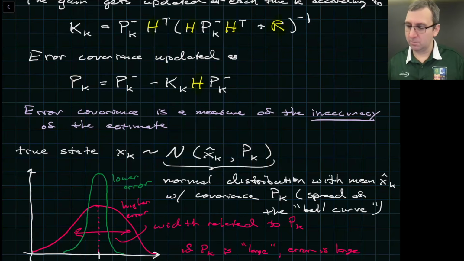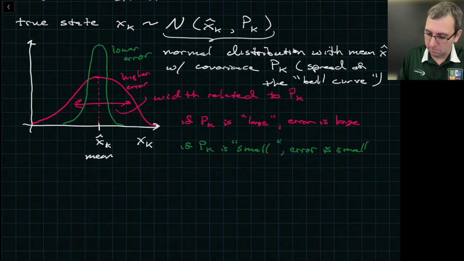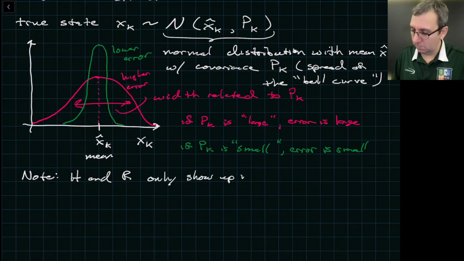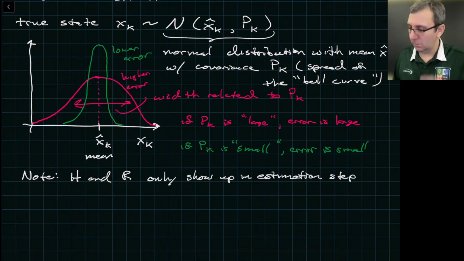So there's H there. So this is just a note, H and R only show up in the estimation step, and they take in something from the prediction step, which is what we'll talk about next.